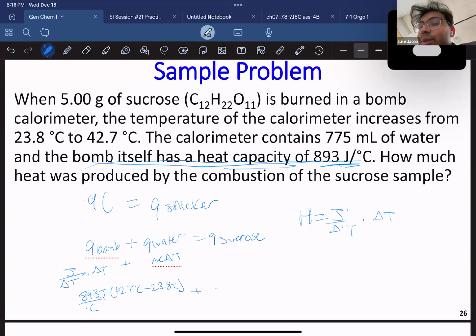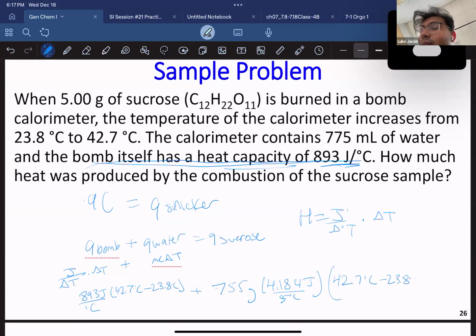So now for this one, we would do 755 grams of water times 4.184 joules over grams times Celsius, times the delta T, which is 42.7 degrees Celsius minus 23.8 degrees Celsius. And as you can see here, this is Q water. This is the amount of energy the water absorbs, and this is the amount the bomb absorbs.